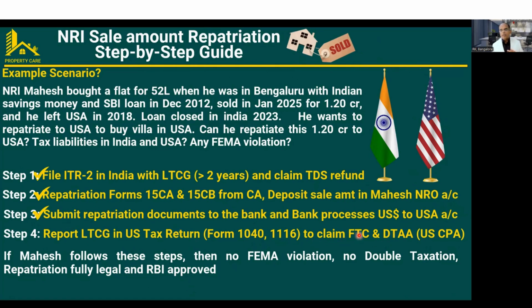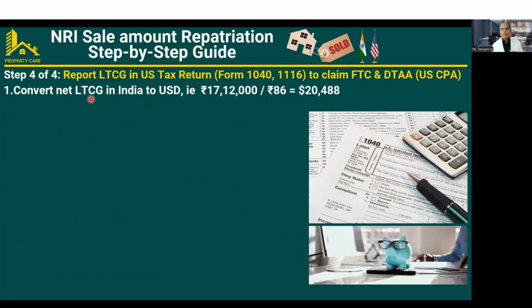For this entire process, they call it a US CPA, certified public accountant, in the US. I also used this form in the US and filed the income tax return. I stayed in the US for a year and filed returns there, so I understand this process. I just want to say certain things Mahesh has to follow in the US so that he complies with the law. Convert net long-term capital gain in India to US dollars.